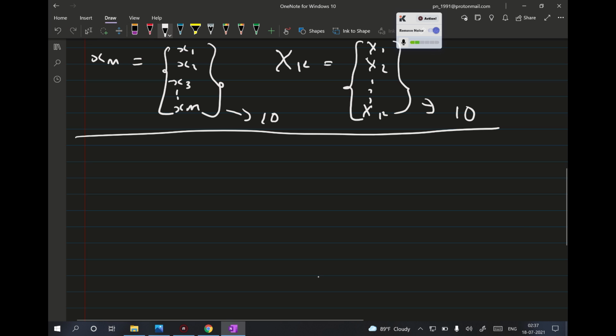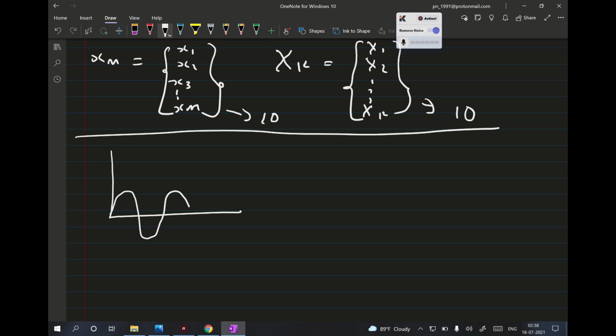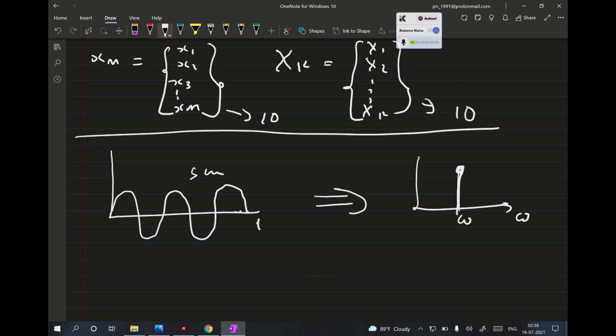Now I said our output data size would be the same as input data size, right? And if you remember, at the start of the video I showed you the transformation of a cosine function, that is a sine function, which has only one frequency, and the Fourier transform looks something like this. That's all, right, at one particular frequency. It was time data.